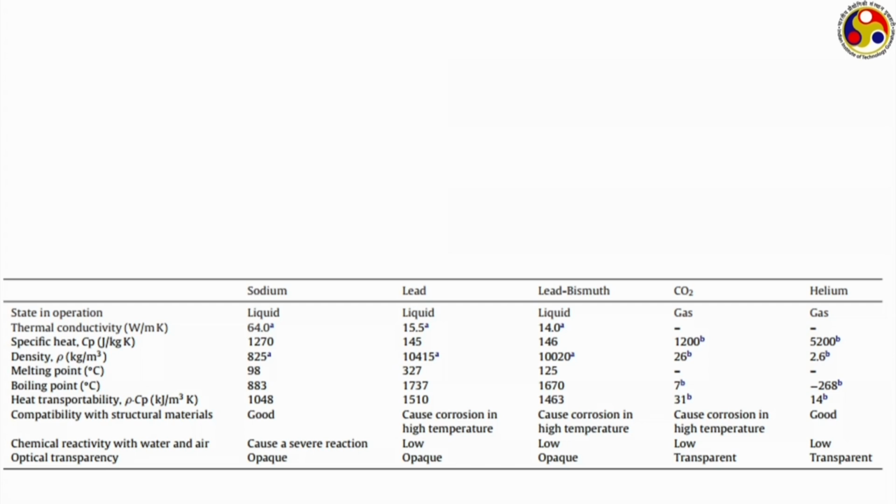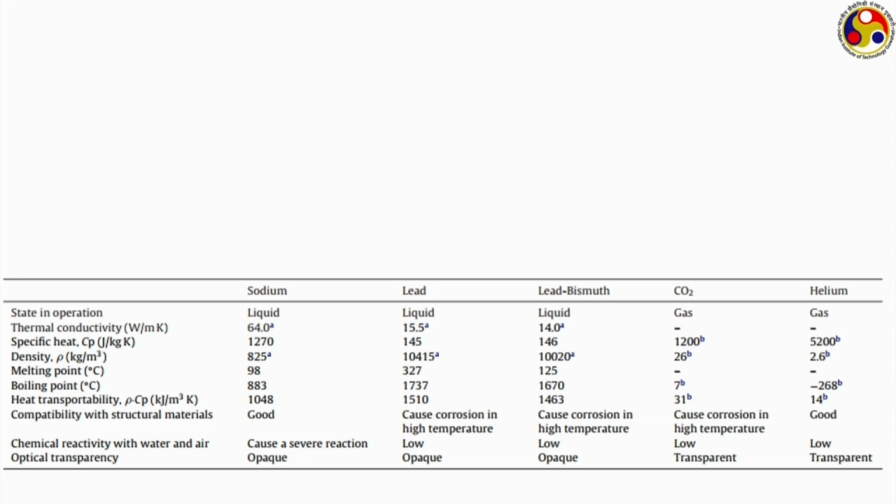For that, just take a look at this table. Here we are comparing the coolants which are commonly used in generation 4 fast breeder reactors. Sodium is the coolant for SFR, lead or lead bismuth eutectic are generally thought about for the LFR, and in gas cooled reactors we may use carbon dioxide or more preferably helium. Look at their properties. Both the sodium cooled reactor, that is SFR, and LFR come under the liquid metal cooled FBR category, whereas CO2 and helium are used in gas cooled reactors.